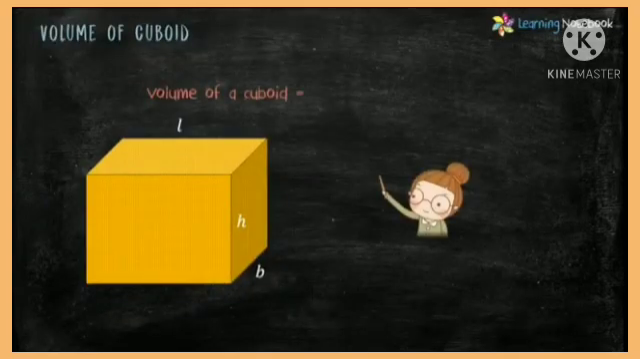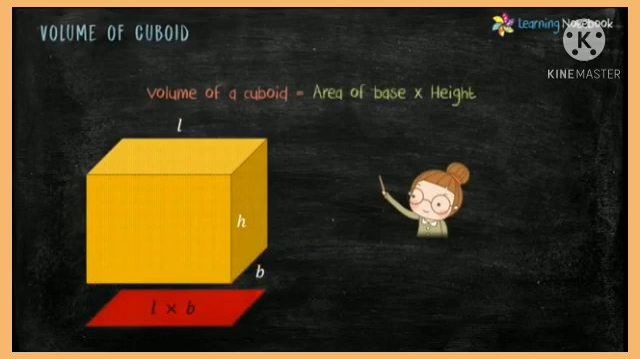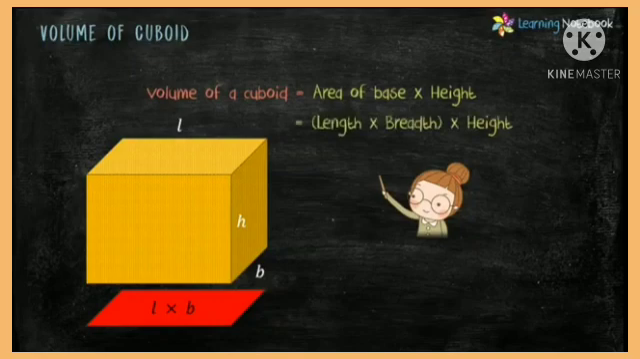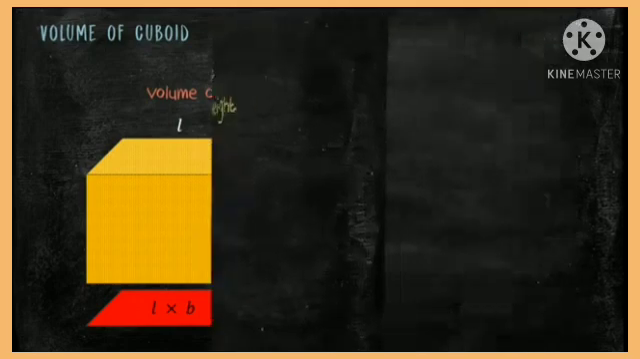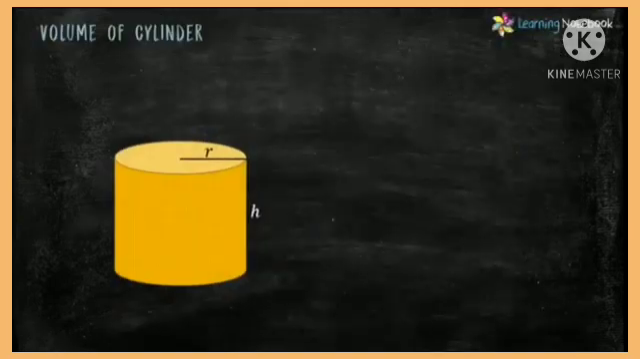Volume of a cuboid equals to area of base into height. Area of base is length into breadth, which is equal to L into B, and height is H. Therefore, volume of a cuboid equals to L into B into H. Now, let's see volume of cylinder.